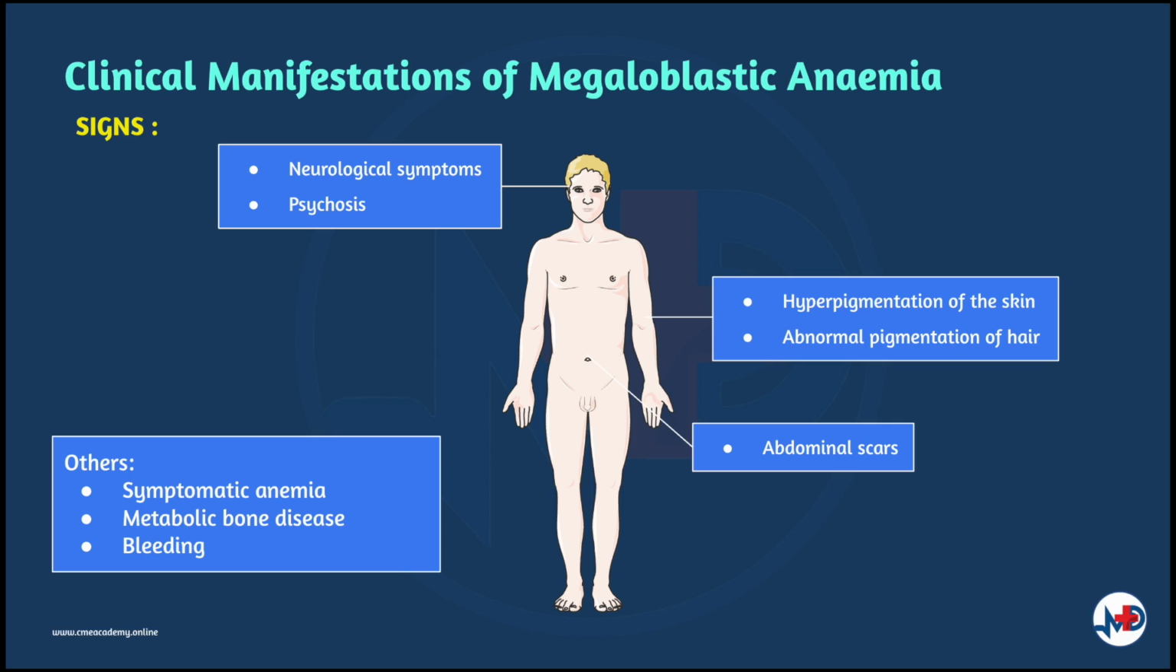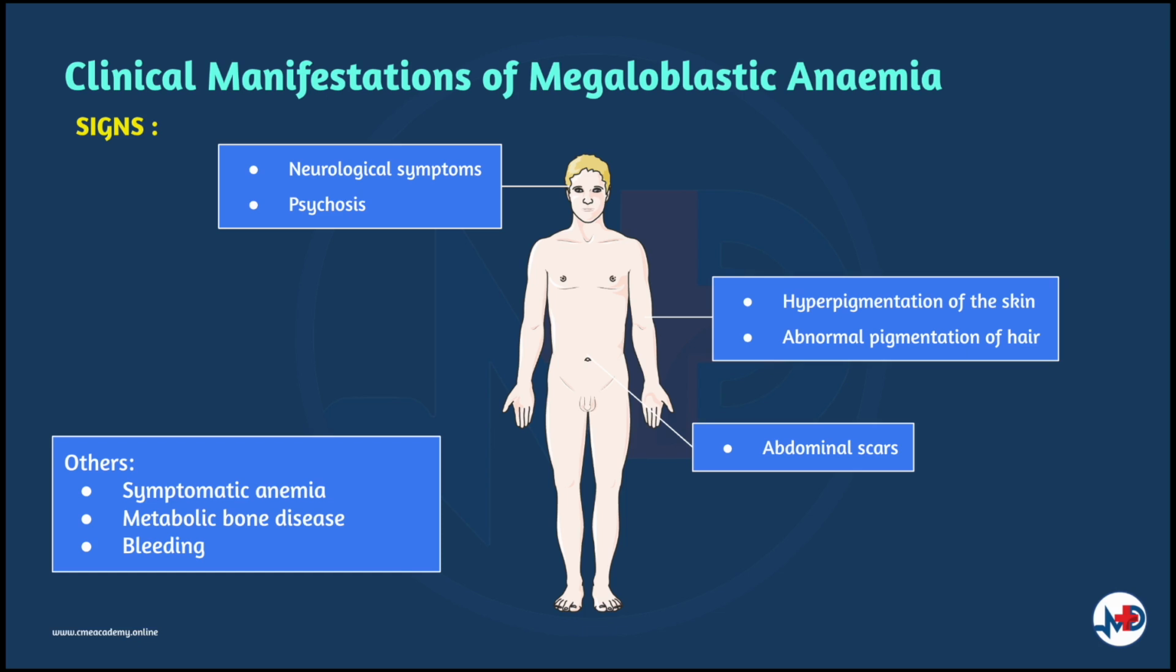Dermatologic signs include hyperpigmentation of the skin and abnormal pigmentation of hair due to the increased synthesis of melanin. There may also be signs of neuroirritability, psychosis, peripheral neuropathy, subacute combined neurologic degeneration that occurs in cobalamin deficiency, as well as abnormal gait, loss of balance, speech impairment, blindness, and loss of proprioceptive and vibratory senses.